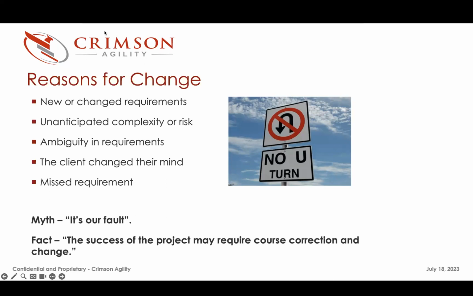So the success of the project may require course correction and change. I could also add to that, the success of the project, first of all, requires setting clear expectations. It may require course correction, especially during the design and planning phase of a project, and ultimately a change request. Any questions on any of that?